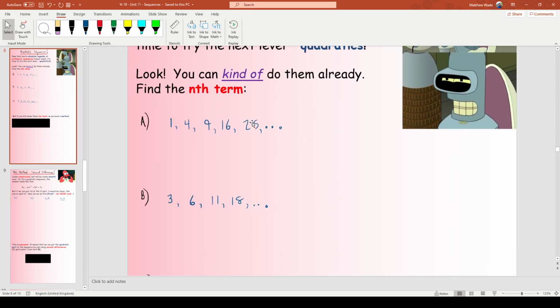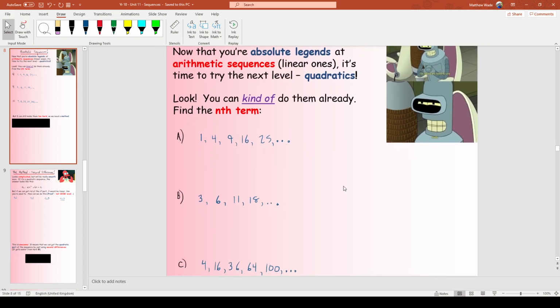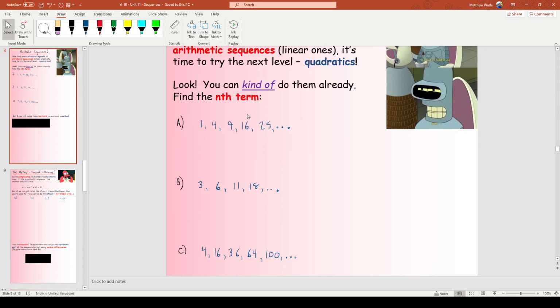Now, here's the thing. I can show you right now that you kind of can do this already. If I said to you, I have a sequence and it goes 1, 4, 9, 16, 25, and I wanted you to tell me what the nth term is, or in other words, the position to term rule, would you be able to do that? If this is the first, second, third, fourth and fifth term, what's the rule that links the red number to the blue actual value of the sequence?